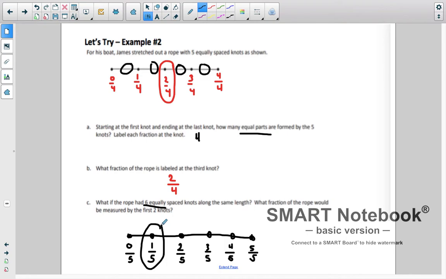Okay, so you've got to make sure that you read the directions carefully, and you also need to make sure that if it says 6 equally spaced knots, that's telling you how many knots there are. You have to count the spaces in between the knots to figure out what fraction it is. All right, let's move on.